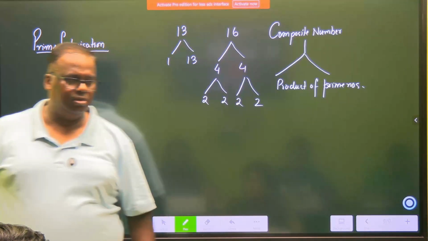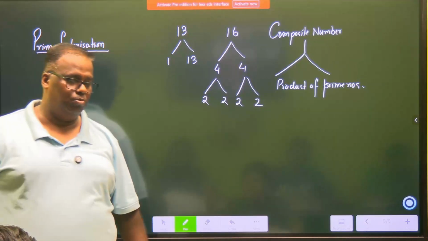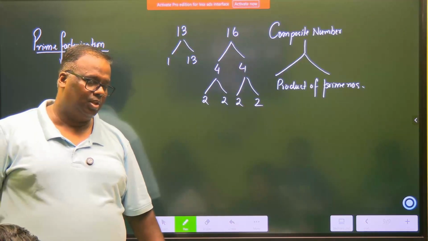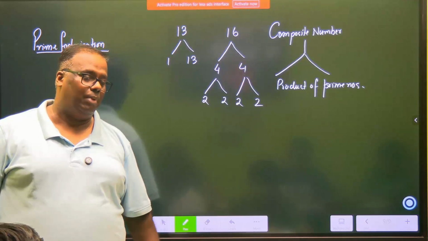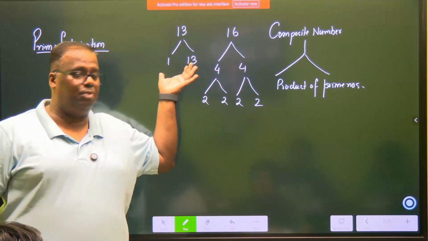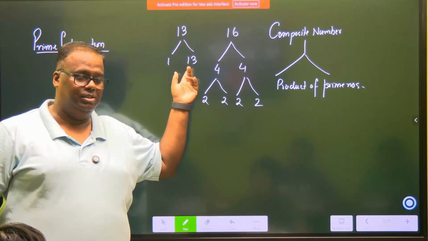1 is neither prime nor composite, because 1 is divisible by itself only. Prime numbers are numbers which are divisible by 1 and themselves, but it is still a prime factor. 13, you will get a prime number.